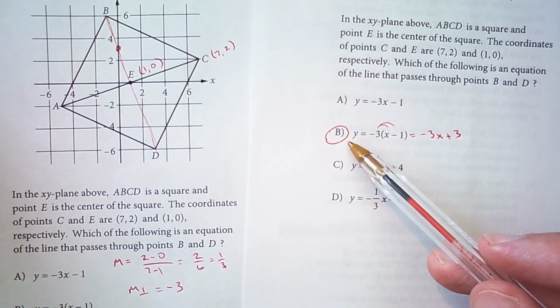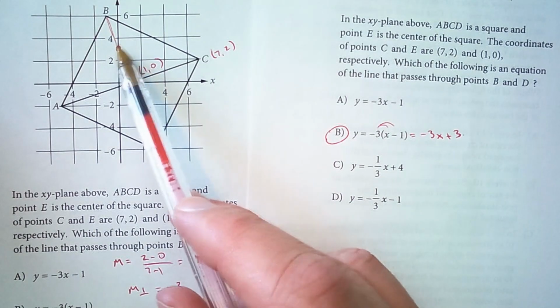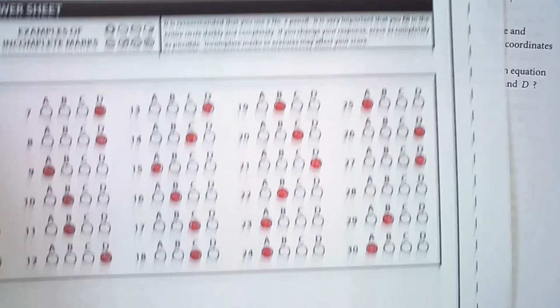Now, does it have a y-intercept of -1 or +3? Definitely not -1. +3 is the only option. So, for number 28, we are choosing option B.